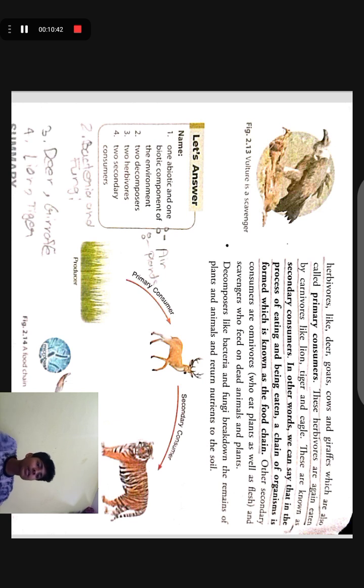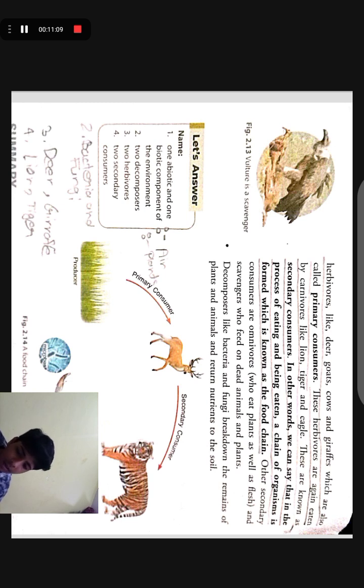Herbivores like deer, goats, cows and giraffes are also called primary consumers. In this picture you can see a vulture is a scavenger. These herbivores are again eaten by the carnivores like lion, tiger and eagle. These are known as secondary consumers. In other words, in the process of eating and being eaten, a chain of organisms is formed, which is known as a food chain.